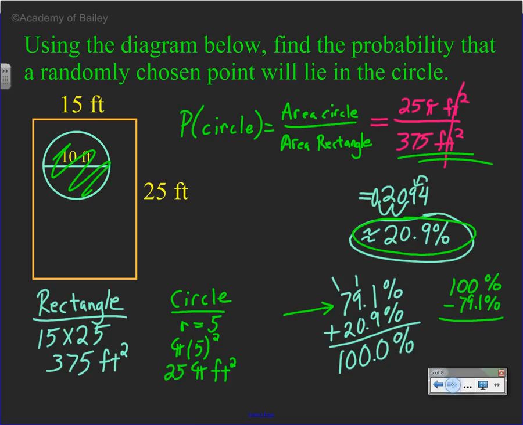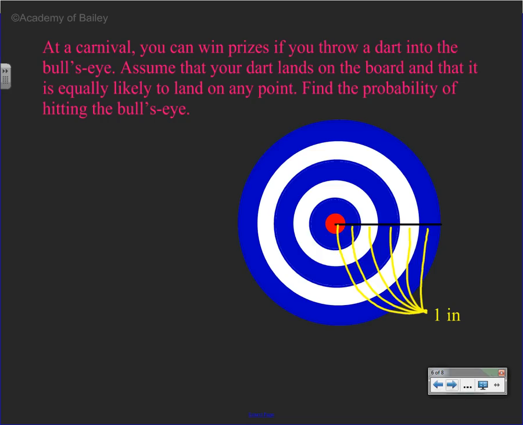Let's check out the next one. At a carnival, you can win prizes if you throw a dart into the bullseye. Assume that your dart lands on the board and that it is equally likely to land on any point. Find the probability of hitting the bullseye. Well, we know that it's going to land on the board, and we are trying to find the probability of a bullseye.